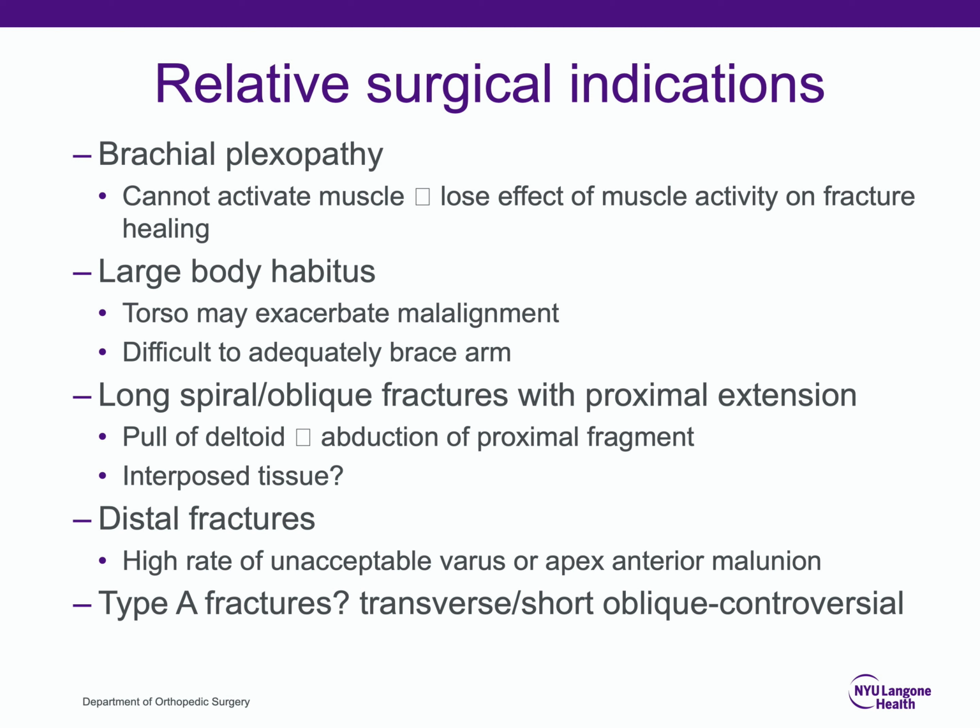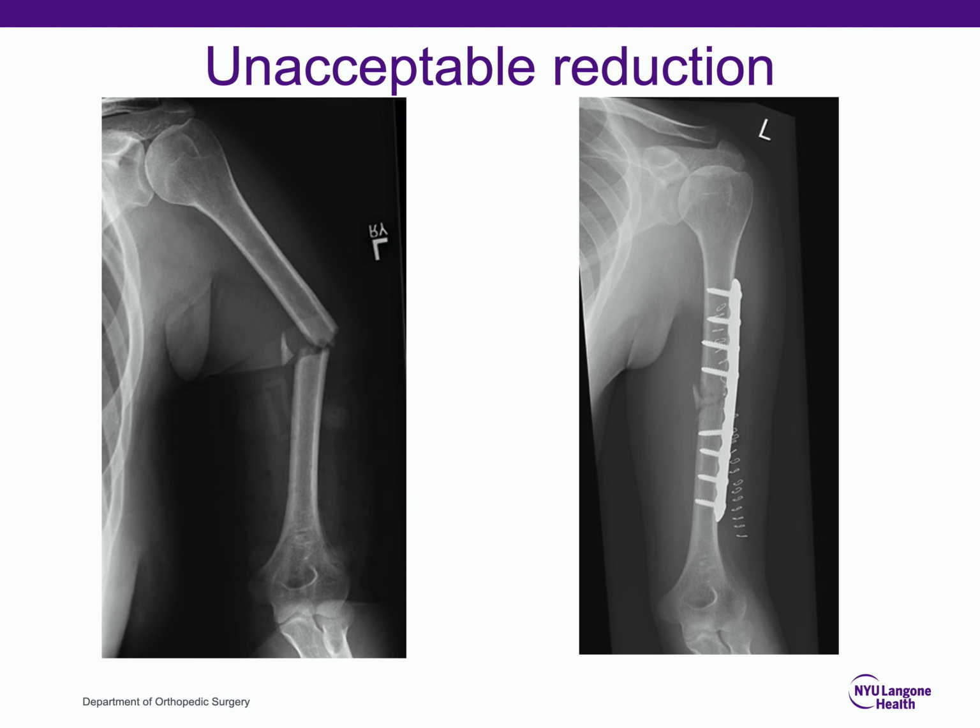A large body habitus may exacerbate the malalignment, especially in the varus, and it is difficult to adequately brace a large arm. Then there are certain fracture patterns that may benefit from surgery, and we'll talk about them as we move along with this talk. A fracture like this, a short oblique or transverse with unacceptable reduction in spite of multiple attempts, underwent fixation using the anterolateral approach.